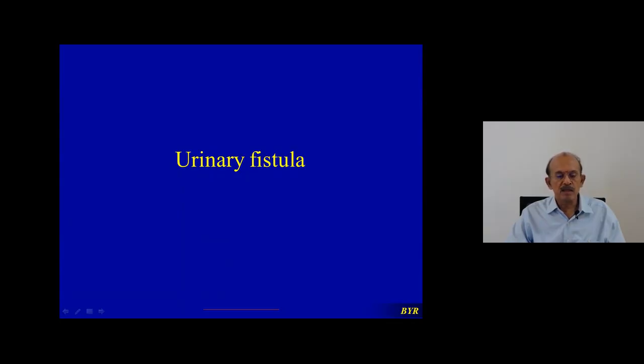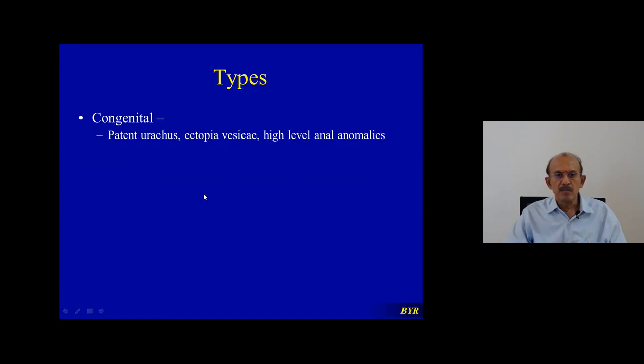The other epithelial surfaces can be skin, most commonly, or the bowel. Types of urinary fistula: congenital, patent urachus, ectopia vesicae, high-level anomalies. In the high-level anomalies, we have two conditions, rectal ectasia and anorectal agenesis. In these two conditions, the rectum or the colon opens into the bladder or sometimes into the urethra.